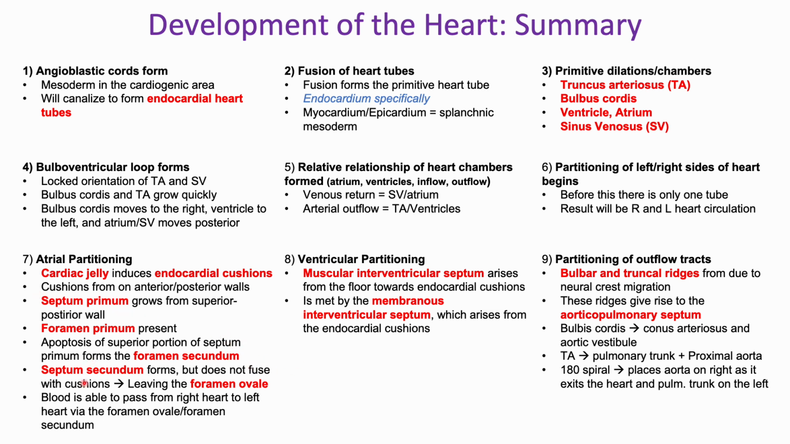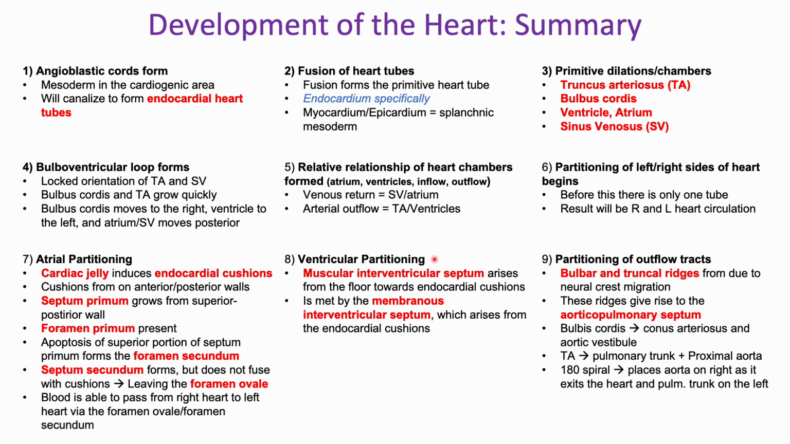But later, the septum secundum forms directly to the right of the septum primum, and then this is going to be leaving a space called the foramen ovale. This is allowing blood to transit from the right heart to the left heart, and it goes through the foramen ovale and then through the foramen secundum. Okay, eventually that should fuse completely to give us the intraatrial septum.